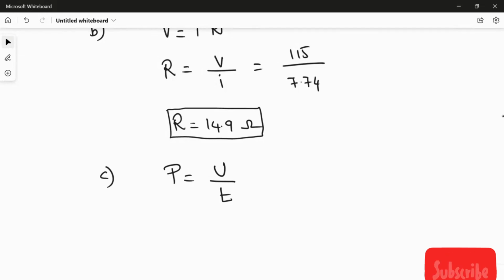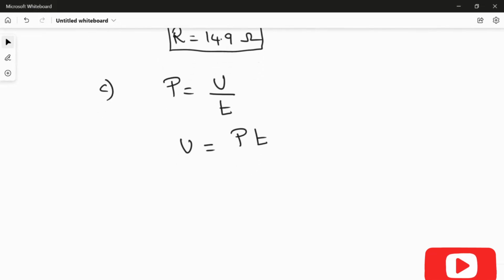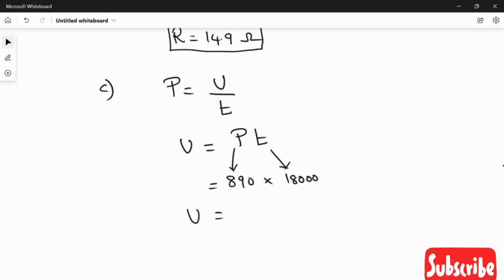So if you rearrange this equation in terms of energy, energy U, because here I mentioned the energy as U, energy U is equal to power multiplied by time. The power value is given in the question, and the time we already converted from 5 hours to 18,000 seconds. So 890 for the power, and the time is 5 hours, which is 18,000 seconds. If you multiply these, we get the energy as 1.6 times 10 to the power 7 joules. So this is the answer for the third question.